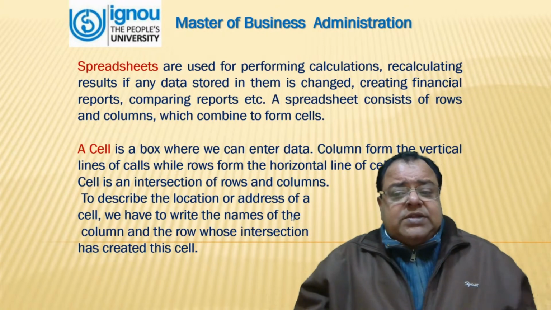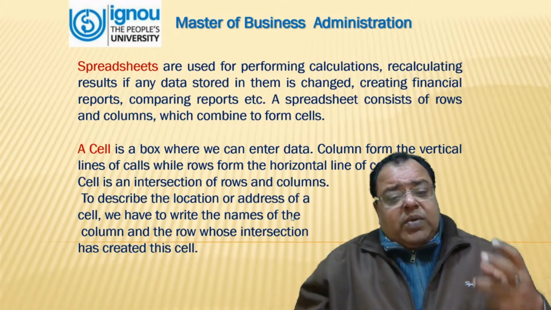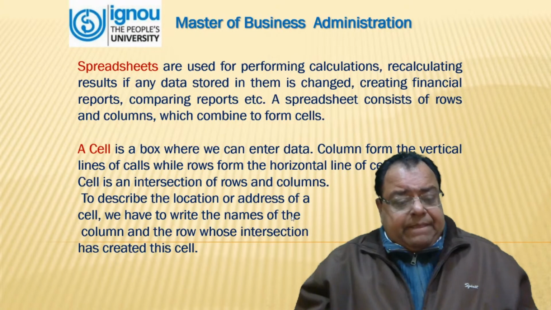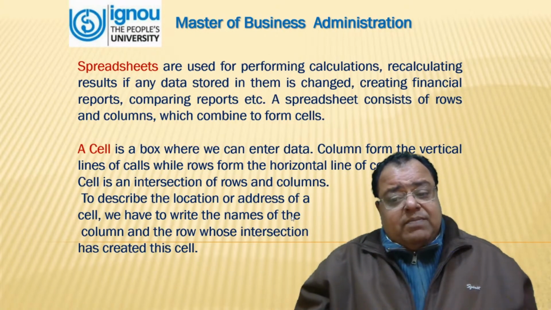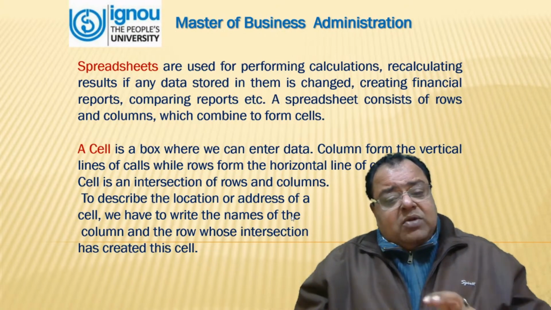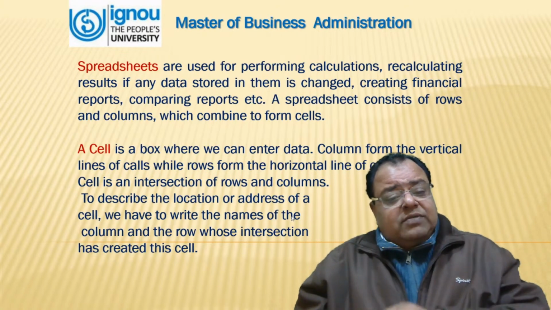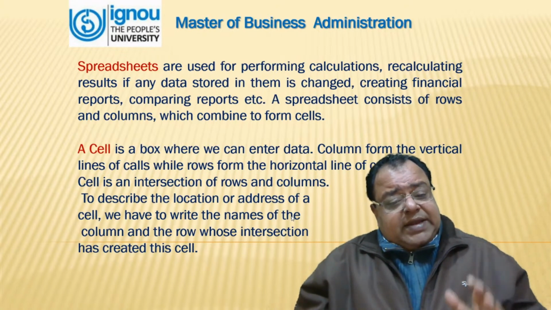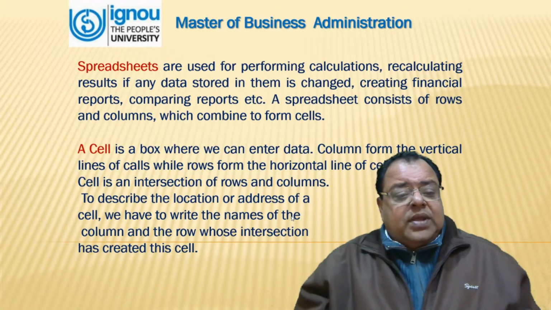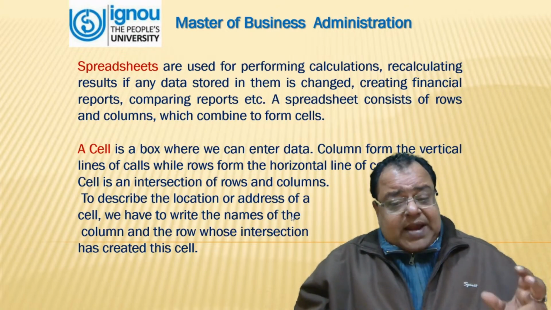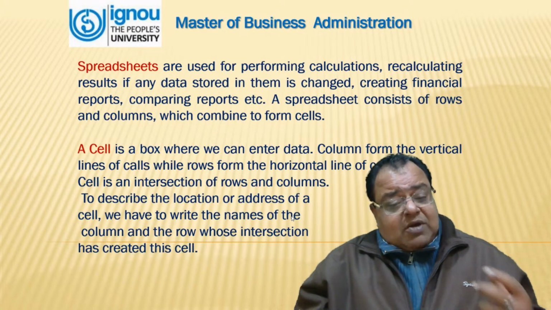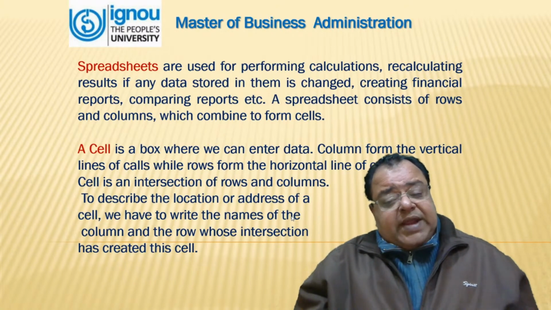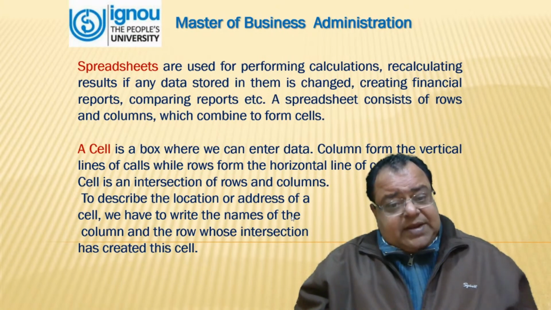A spreadsheet consists of rows and columns which combine to form a cell. A cell is a box where we can enter data. Columns form the vertical lines of cells, while rows form the horizontal lines of the cells. A cell is an intersection of a row and a column. It describes the location or address of a cell. We have to write the names of the column and the row whose intersection has created this cell.